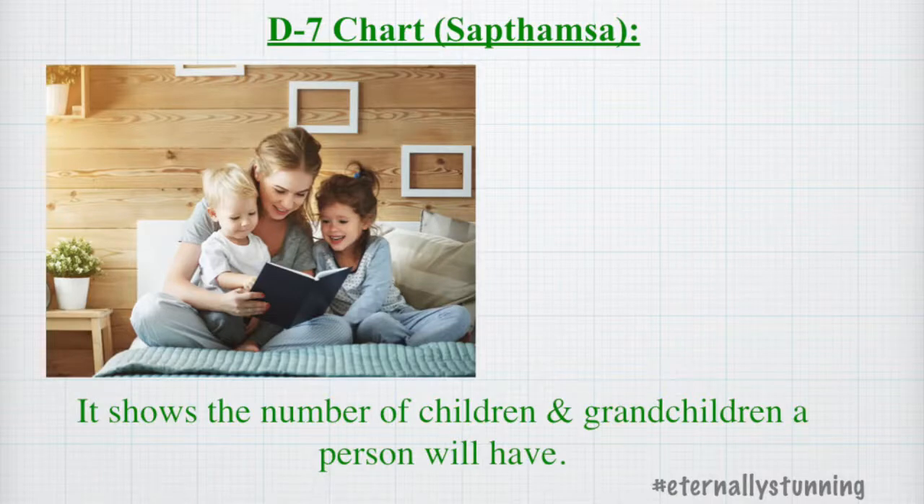Usually if we see in the D1 chart, the 5th house shows about the first child a native will have, the second child can be seen from the 7th house, and the third child can be seen from the 9th house, and so on. So basically we can say that D7 is a bit of a combination of the 5th, 7th and 9th houses of a person, and it also shows the sex of the child the person will have. So if it is going to be a boy or a girl can be seen from this chart, and it also shows the number of grandkids a native is going to have.